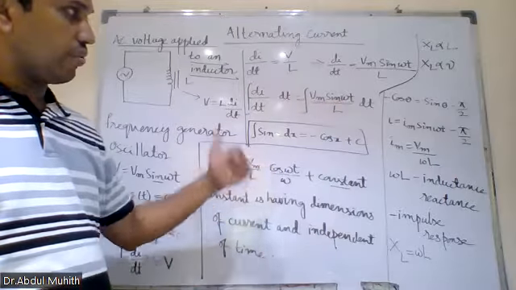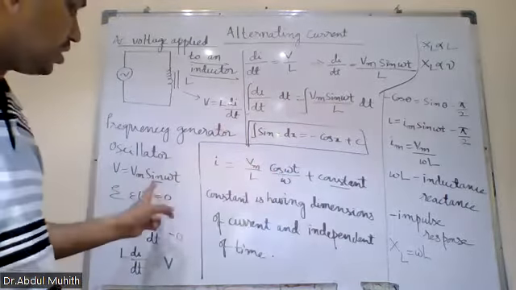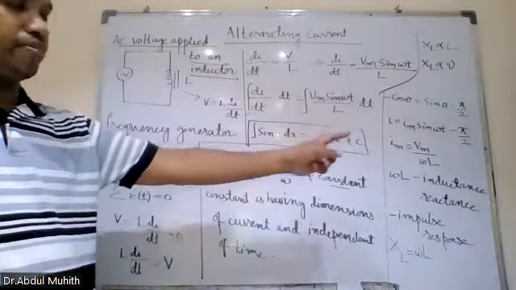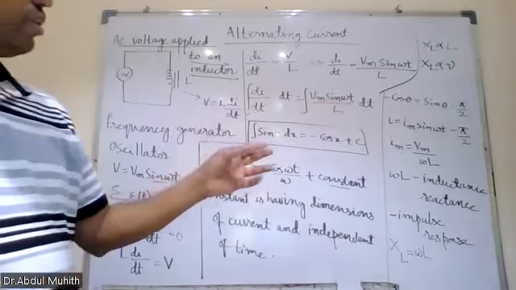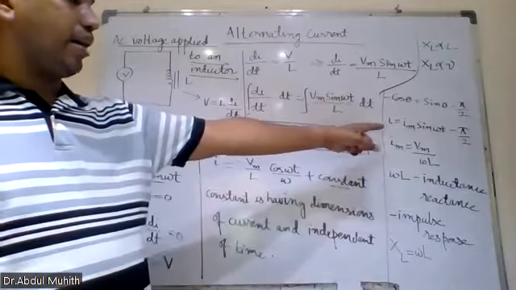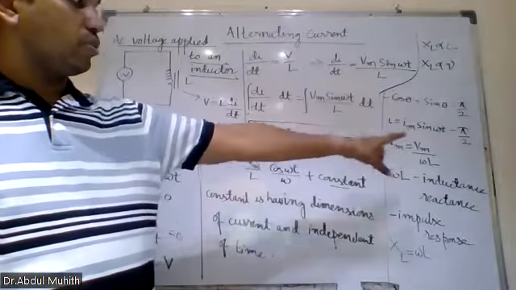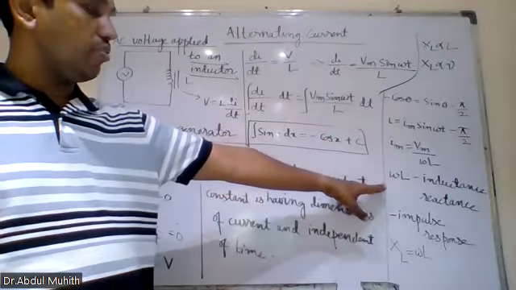So here I got cos. I want to convert it to sin because then I can compare easily with sin again. So sin(90 minus theta) is cos theta, so then I got here Im sin(omega t minus pi by 2). So what is Im? Vm by XL.